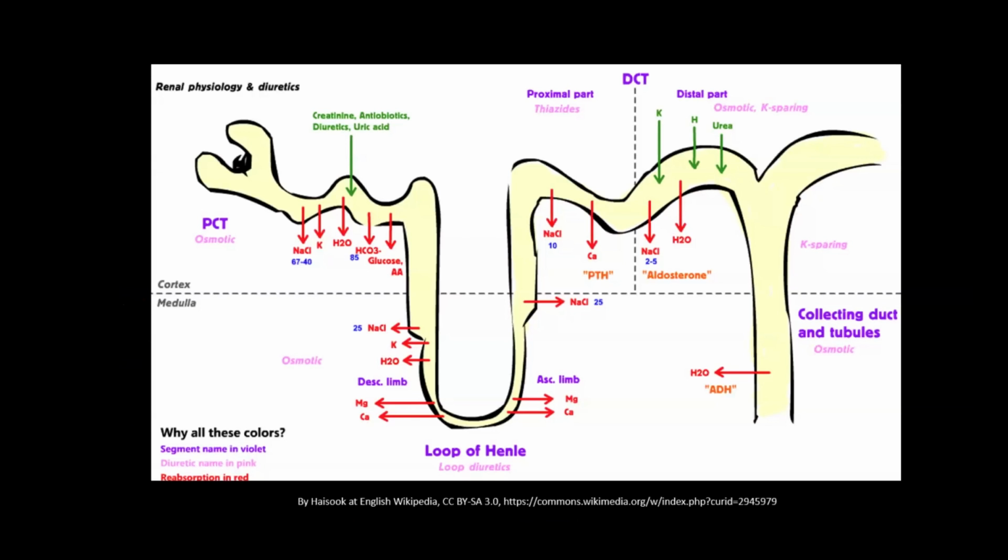So there's a little picture here of the renal physiology as well as where the diuretics work. We actually have something coming up here, a little mnemonic, a little visual aid to remember this.